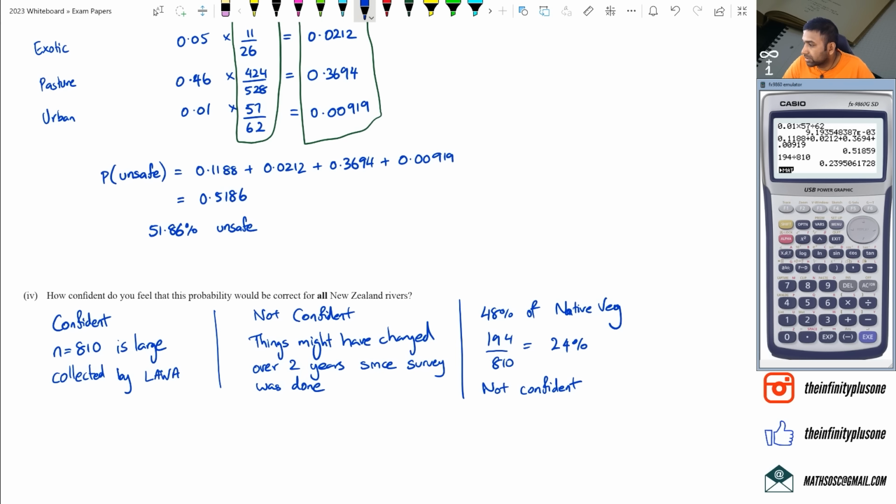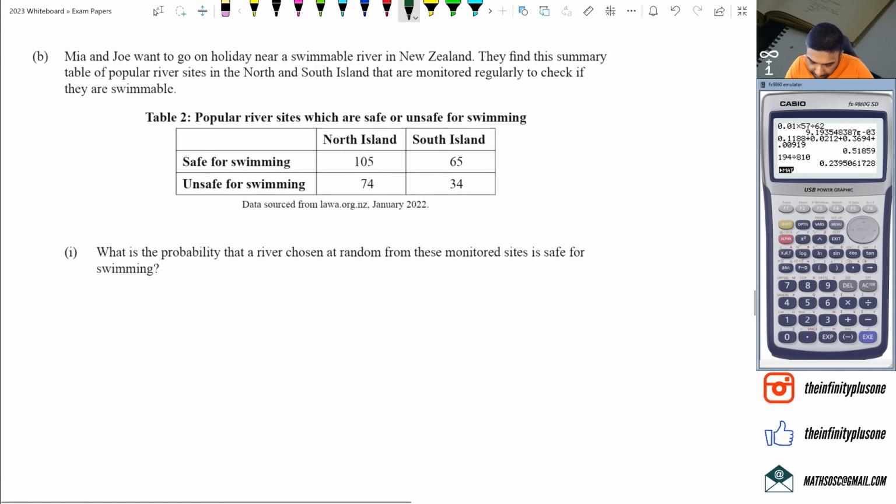So as you can see, there are 3 different ways in which you can answer this particular question. As long as when you answer it, you justify it with some numerical reasoning, then you should be good to go. For this question, you've got to get the 51.86 and one of these statements correct to get an excellence grade. Okay, so next one here.